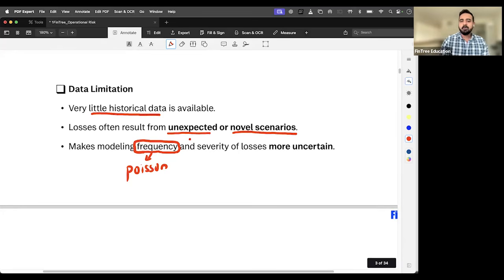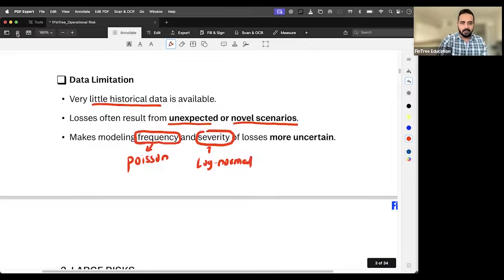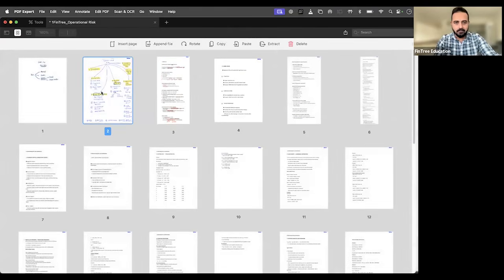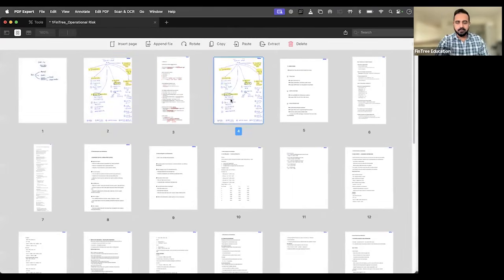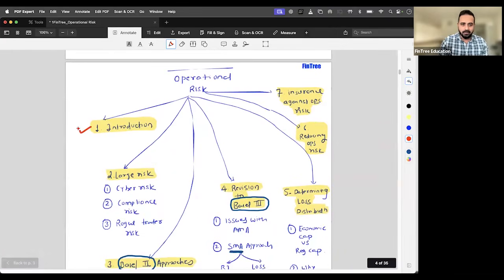frequency. Remember, Poisson distribution is used whenever you are modeling something that's of discrete nature. And severity of losses, that means, if I have losses, then how big my losses are going to be. So this will come from the log normal distribution. Okay, and we'll see that, but modeling both of them becomes fairly difficult, right? So that's your data limitation. And that concludes our section number 1. Now, let me have this flow chart after every section, so we have a big picture of where we are.